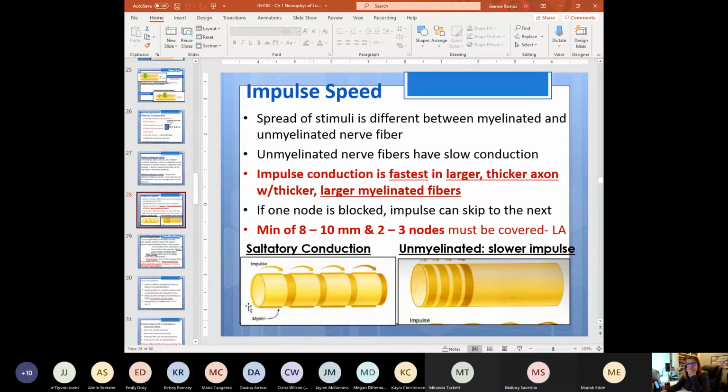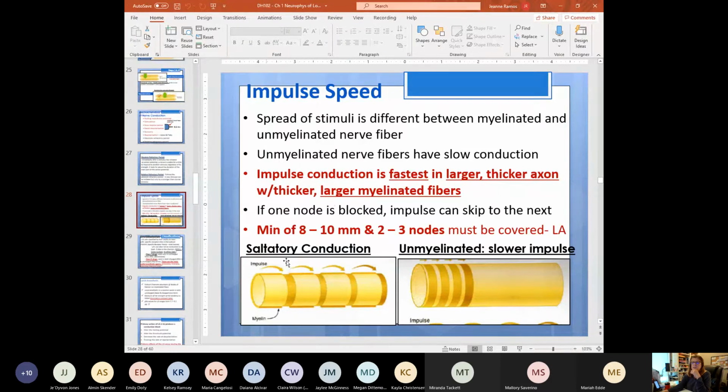That's interesting. Do we deal with unmyelinated when we're giving anesthetic? No, it's not really a thing that's talked about. About the only questions that I ever see about unmyelinated nerve cells are whether it's slower or faster. Okay, so that's about it on that.